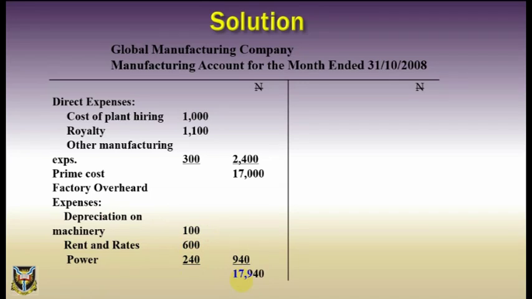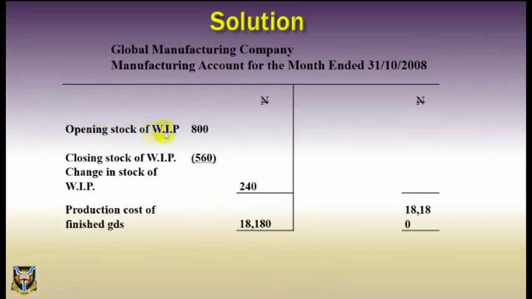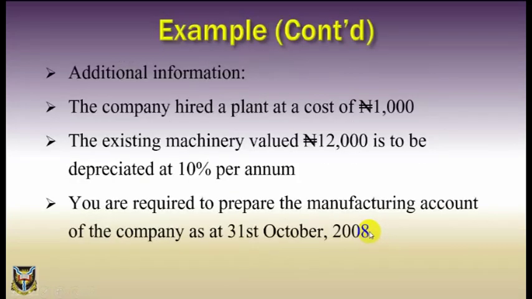Plus the prime cost, making 17,940. Opening stock of WIP 800. Closing stock of WIP 560. Change in stock of WIP 240. Production cost of finished goods 18,180. On the right, production cost of finished goods C/D 18,180.